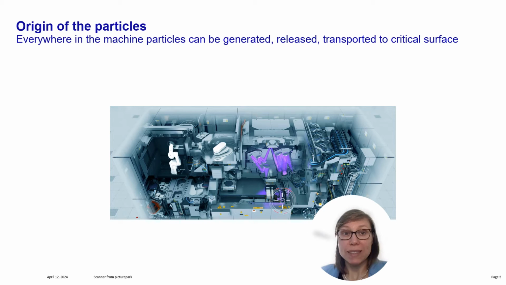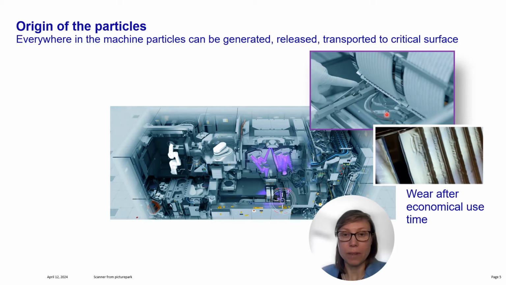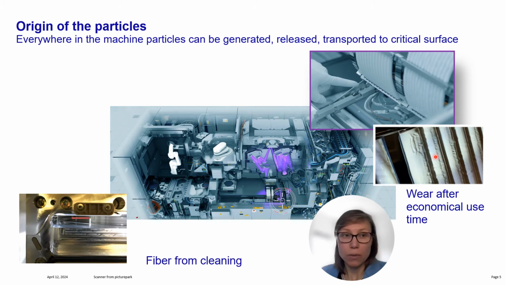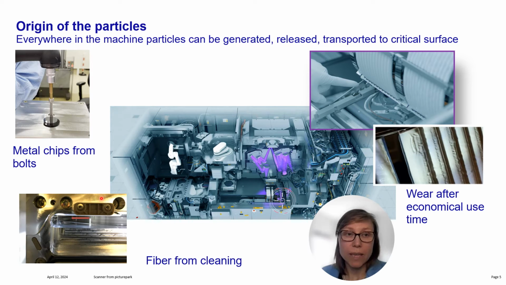Where do the particles come from? Unfortunately, they can be from everywhere in the machine. I will give you a few examples. During the rapid movement of the cables, due to wear, particles are generated. Also, during cleaning actions, fiber sticks around sharp edges. Another example is that during tightening of bolts, metal particles get loose. But all of the above-mentioned examples can be solved.